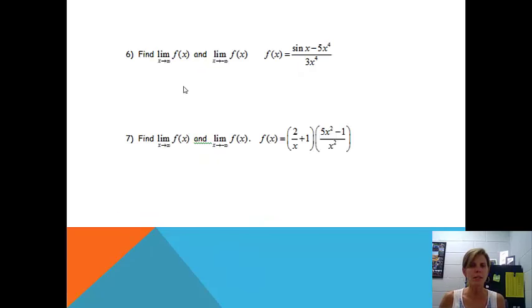All right, problem 6, these ones are just finding the limits. Find the limit as x approaches infinity, and then find the limit as x approaches negative infinity. So we are going to see if we can figure these out.